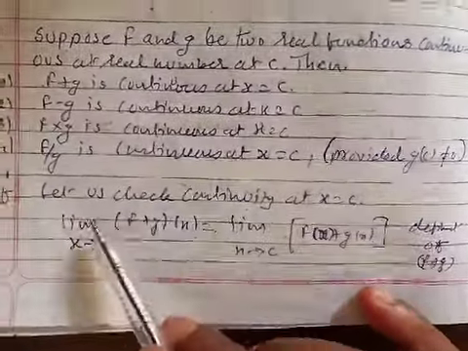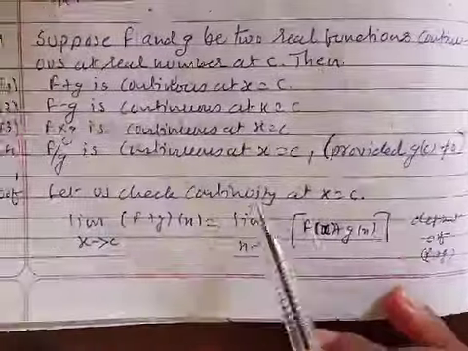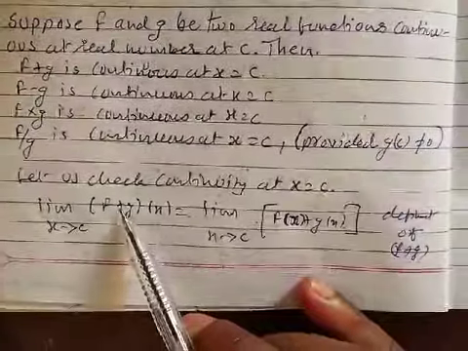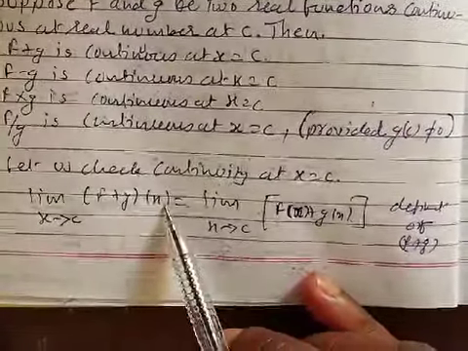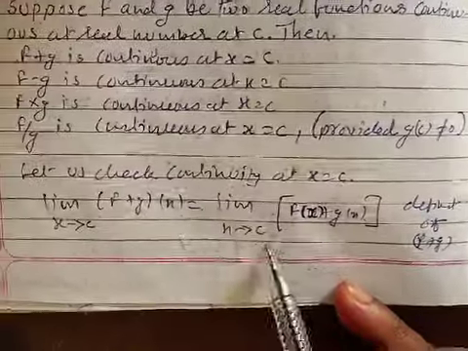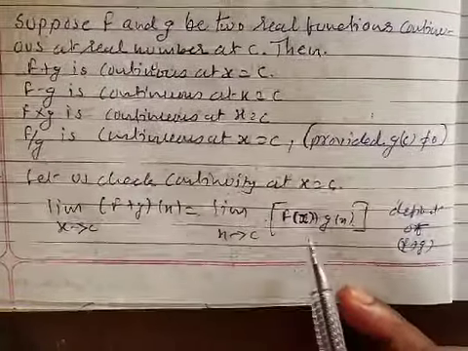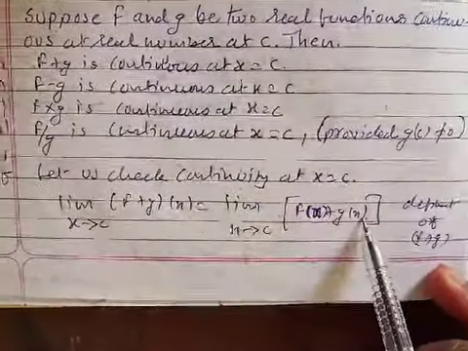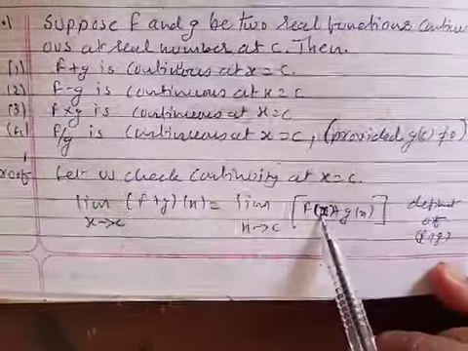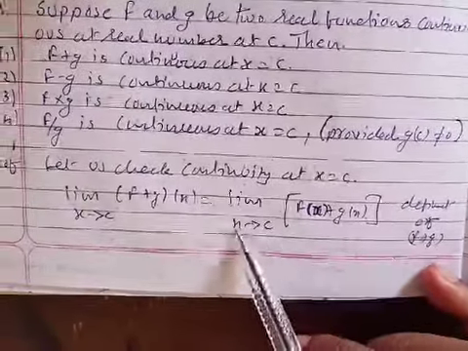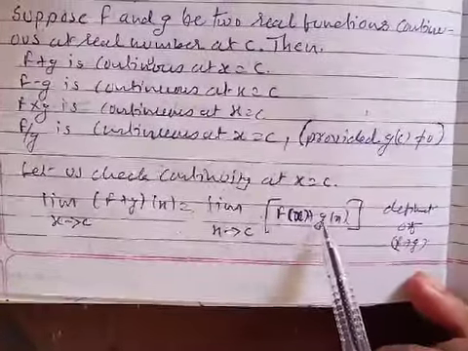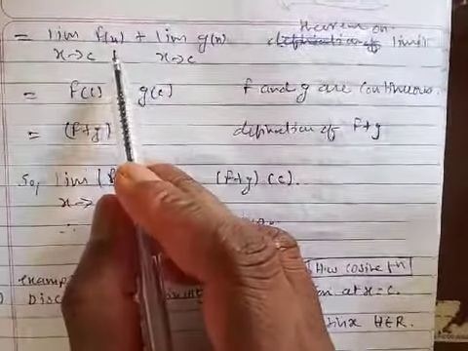Again I am repeating. Let us check the continuity at x equals c. So the limit x tends to c of (f plus g) of x is limit x tends to c of f of x plus g of x, according to the definition of f plus g. Now according to the theorem of limits, we can write limit x tends to c of f of x plus limit x tends to c of g of x.